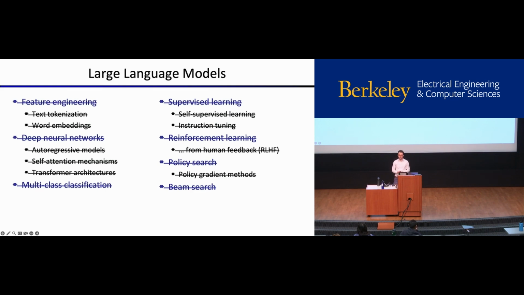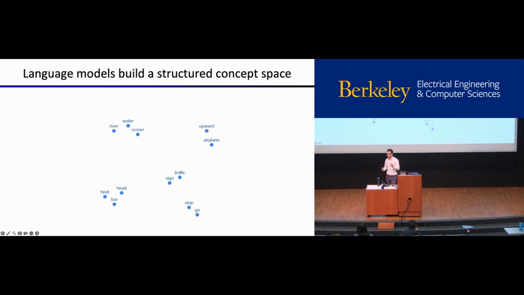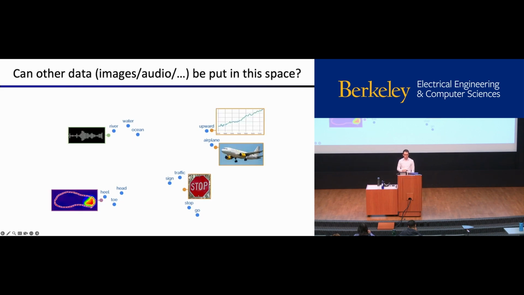Okay, so where could you go from here? Well, language models build this kind of structured concept space, right? So we have the words upward and airplane over there. We have river, water, ocean over here. Can we use other data? Can other data be put into this space, like images? Like if we have an airplane image, can we put that next to the airplane? If we have a heat map of this person's foot, I don't know if this is how they're running or something, or a stop sign, can we put those into this space? Can we build image and audio models, or image and audio and text models?